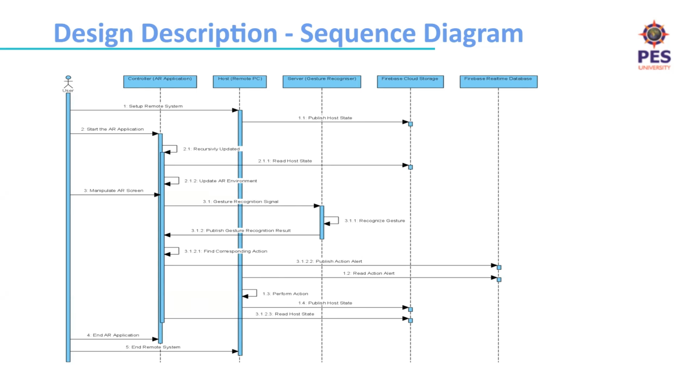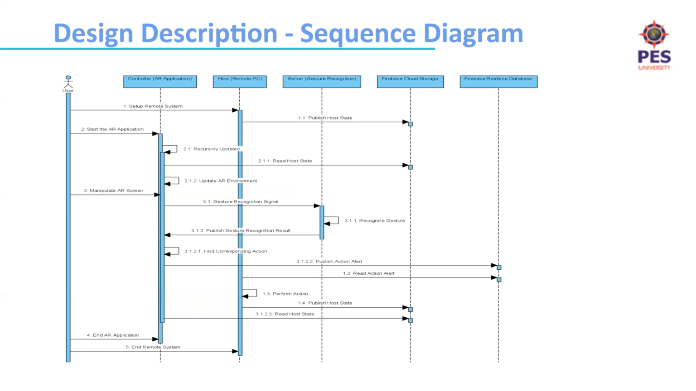Once the gesture is identified, it is updated in the Firebase RTDB, the real-time database now, instead of the cloud storage. And the host PC reads the gesture from the Firebase real-time database and updates the state of the remote PC. The new state is again updated in the Firebase cloud storage, which is reflected in the AR application, and this cycle keeps repeating.